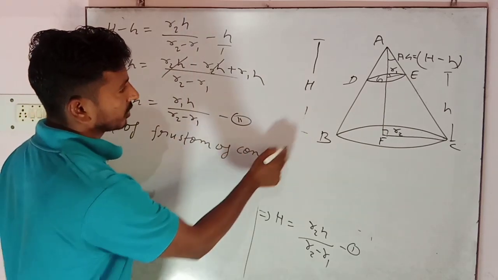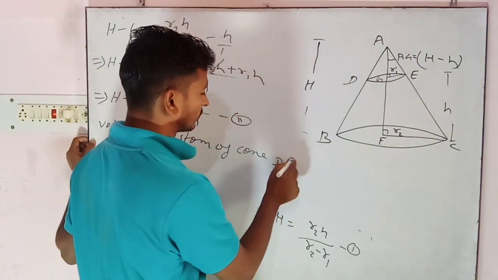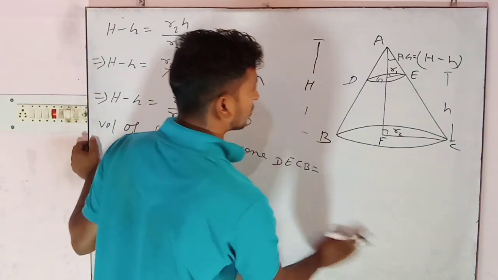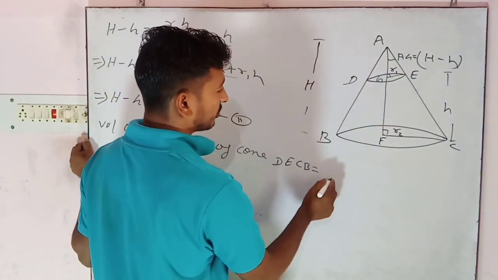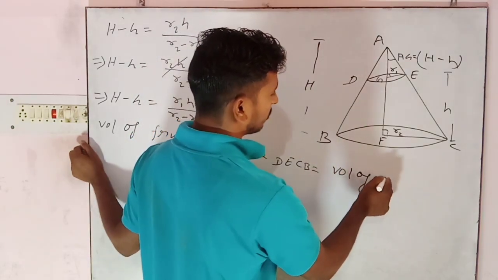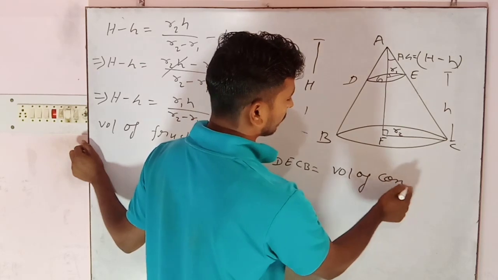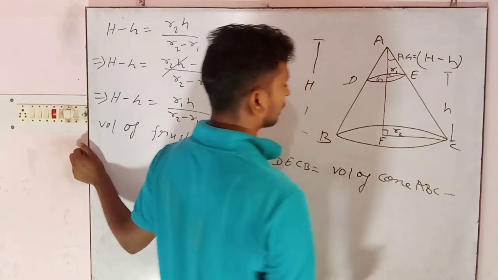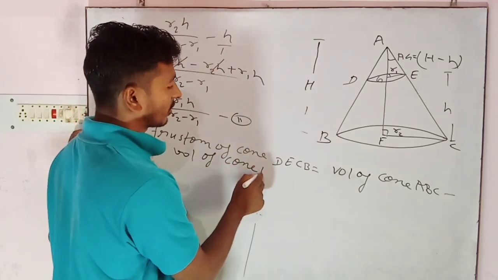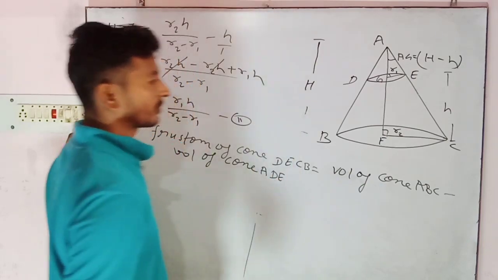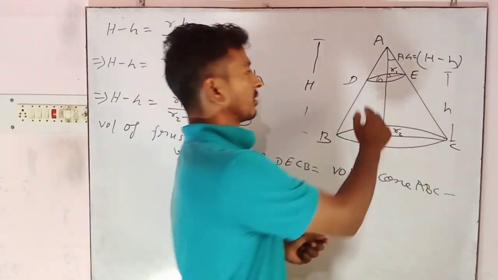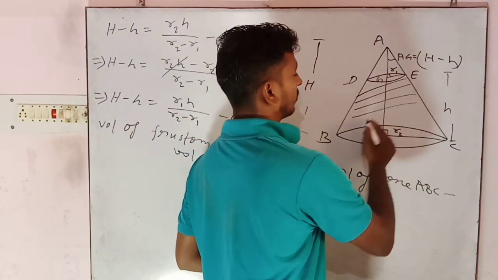Now, our main question was to find the volume of frustum of cone DECB, and this can be found by subtracting the small cone from the big cone. So volume of big cone means volume of cone ABC minus volume of cone ABE. When you subtract the volume of this cone from the big one, then you will get the volume of this shape, which is the frustum.